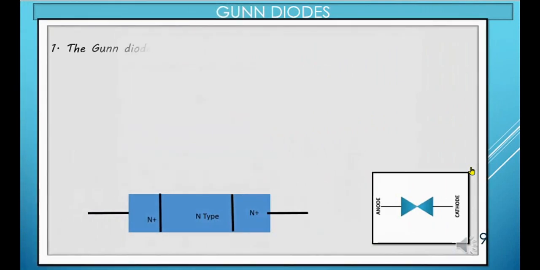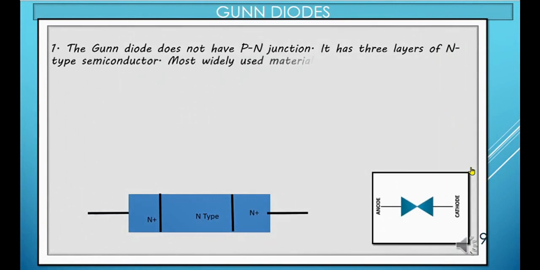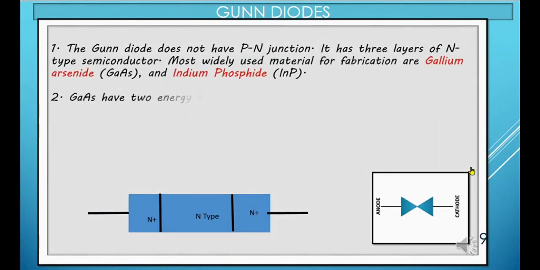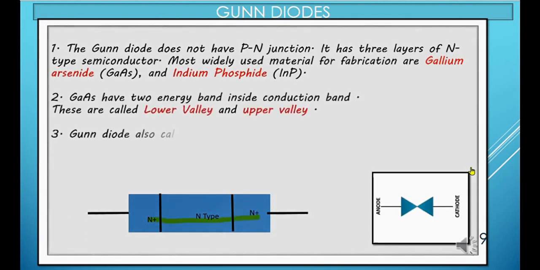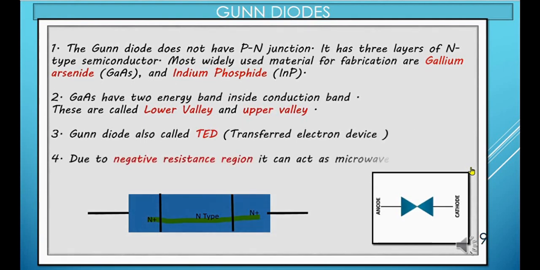Now the next topic is the Gunn diode, and a Gunn diode does not have a PN junction. Actually, it has only N type semiconductor, and in this diagram you can see that it is only N type semiconductor with a difference in concentration of doping. The materials used for fabrication are gallium arsenide and indium phosphide. We cannot use silicon here.